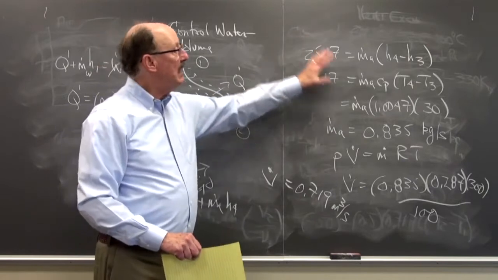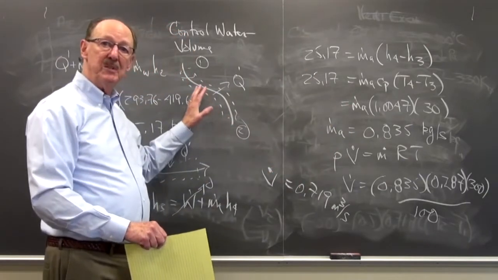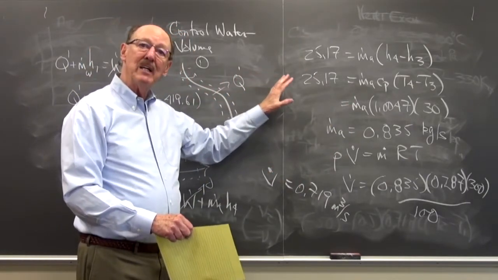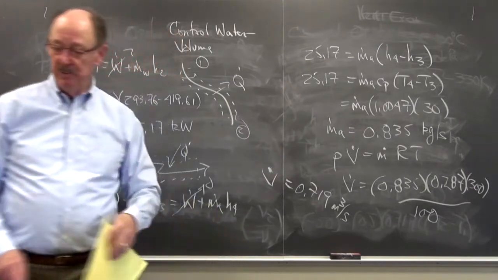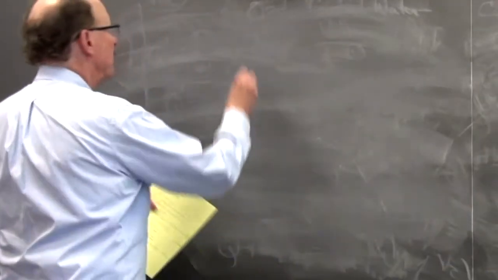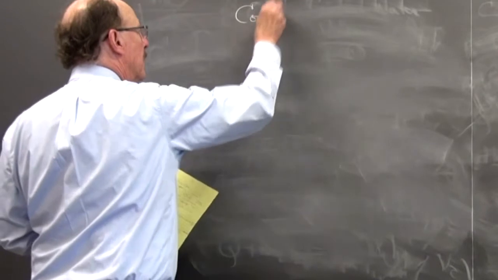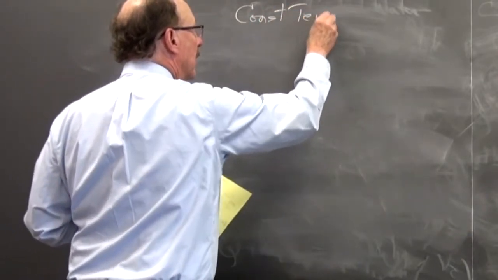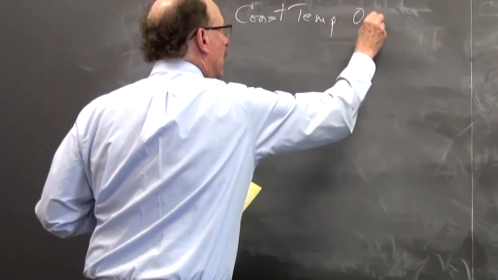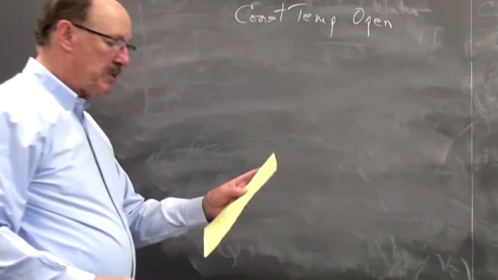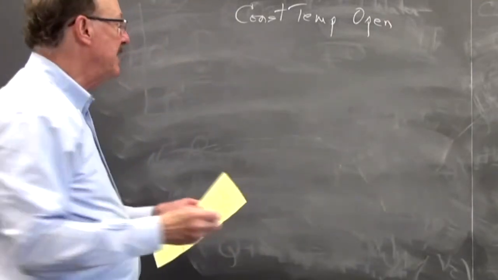So this was a constant pressure process for an open system, and now let's look at a constant temperature process for an open system. So for constant temperature open systems, and again, we're going to restrict ourselves to the ideal gas law.